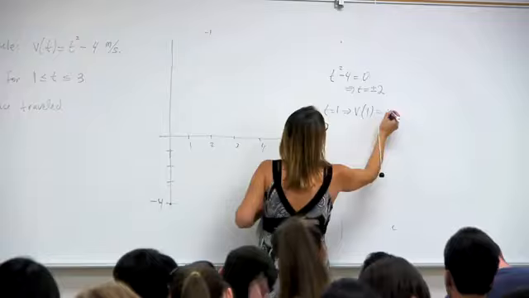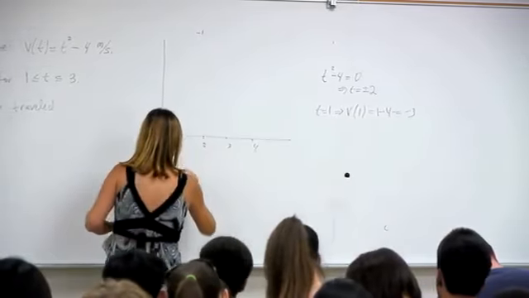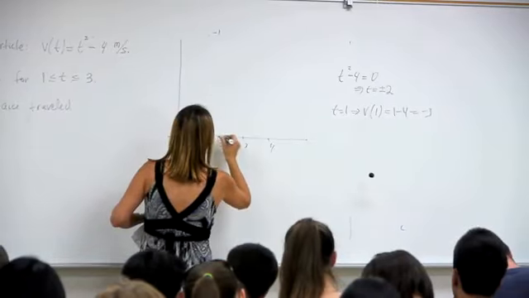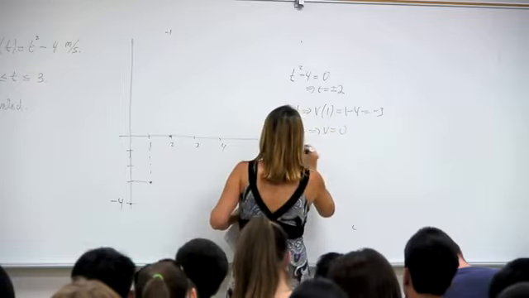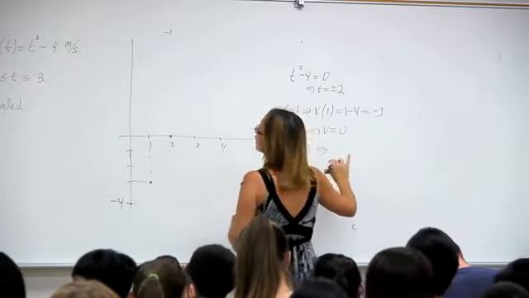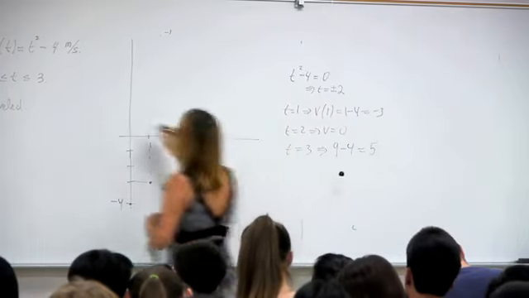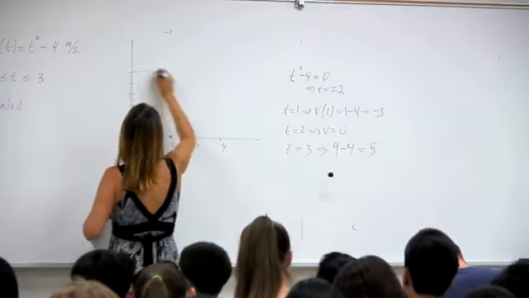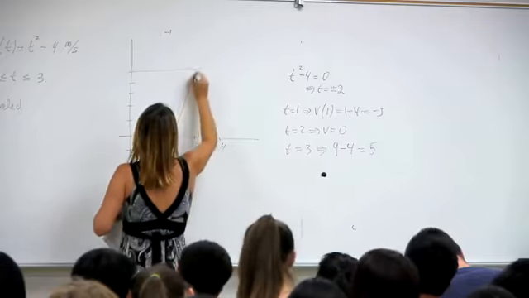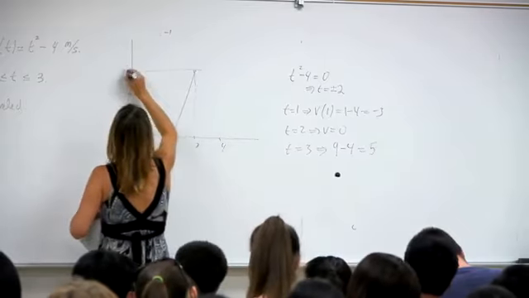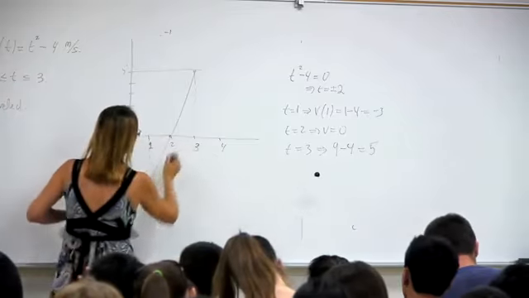velocity is 1 minus 4 is minus 3, so I'm here. At 2, I'm at 0. And at 3, t equals 3, I am at 9 minus 4 is 5. Okay, 1, 2, 3, 4, 5. So this is my parabola. And I'm only interested in the time between 1 and 3.